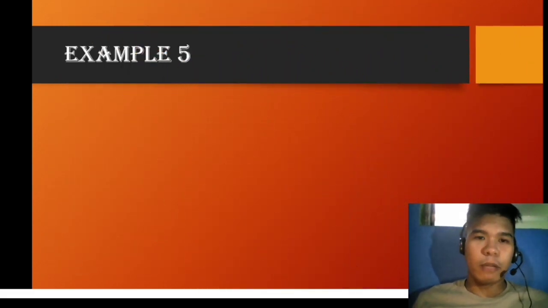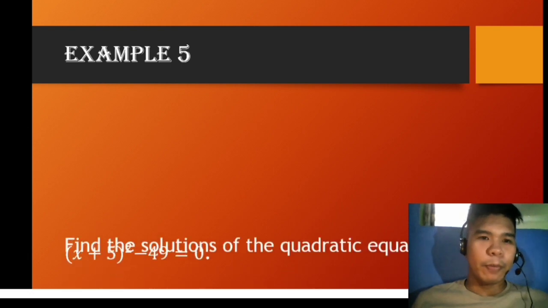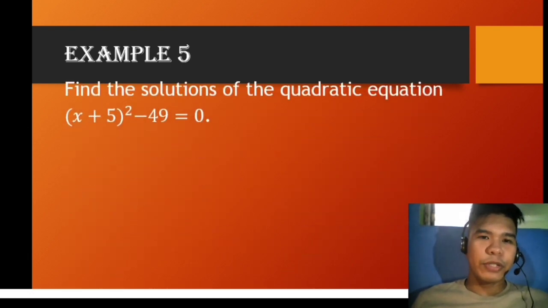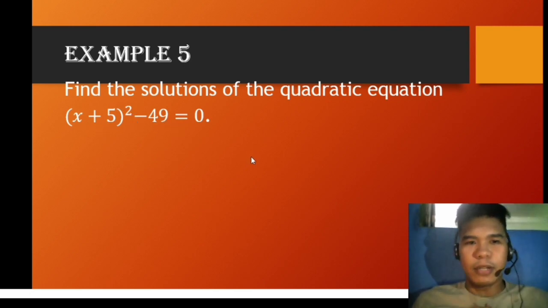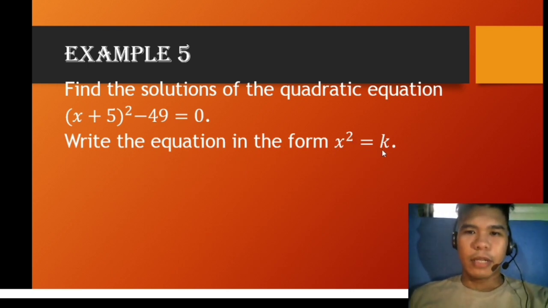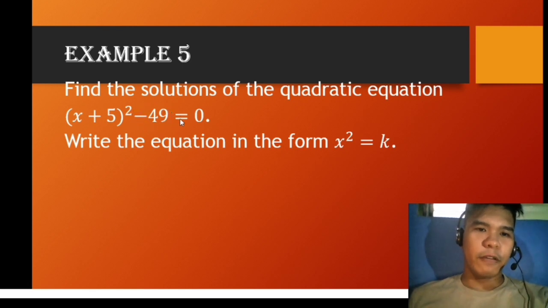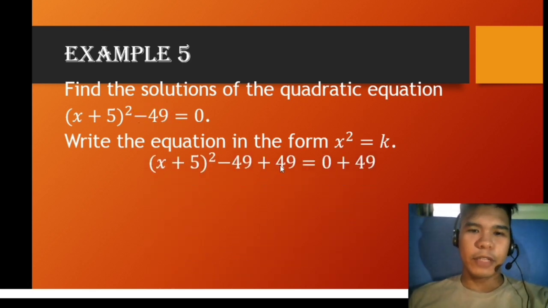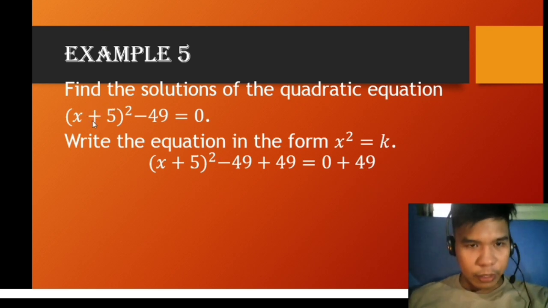For example number 5. Find the solutions of the quadratic equation quantity x plus 5 quantity squared minus 49 equal to 0. Again, we write the equation in the form x squared equal to k. So we need to eliminate first negative 49. So to do that, we add 49 in both sides of the equation. You copy the other terms.